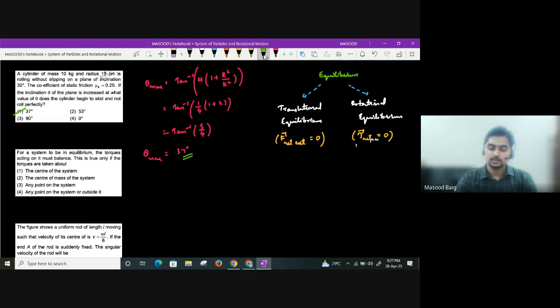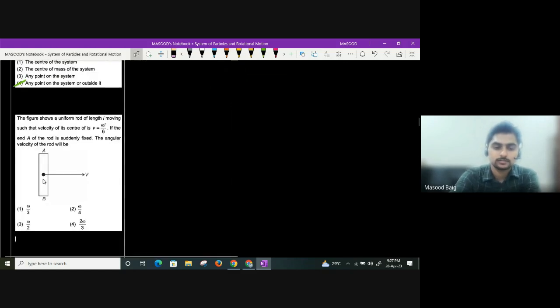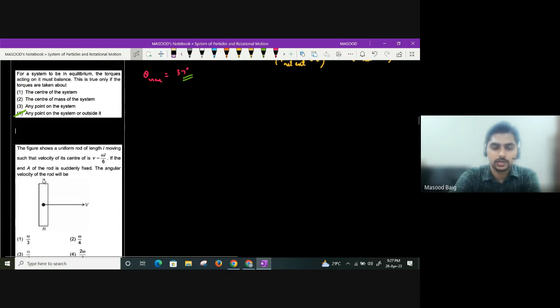So when I say the system is in equilibrium, the torques acting on it must balance. This is true only if the torques are taken about any point, guys, whether you take it on the system, inside the system or outside the system. Understood, all of you? Yes or no? This is one very important question. We will do this. This would be the last question for the day.